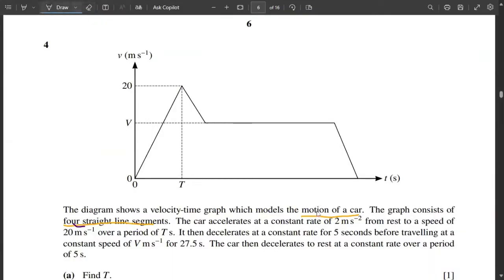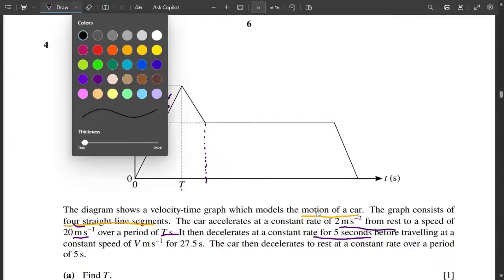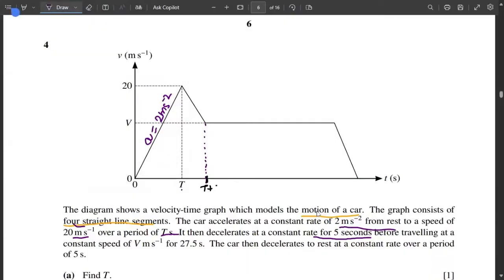The car accelerates at a constant rate of 2 meter per second squared from rest to a speed of 20 meter per second. So that means here the acceleration was 2 meter per second squared over a period of T seconds. Perfectly fine. It then decelerates at a constant rate for 5 seconds. So that means it is decelerating for 5 seconds. That means this time is 5. And because this is 5, this right here will become T plus 5.